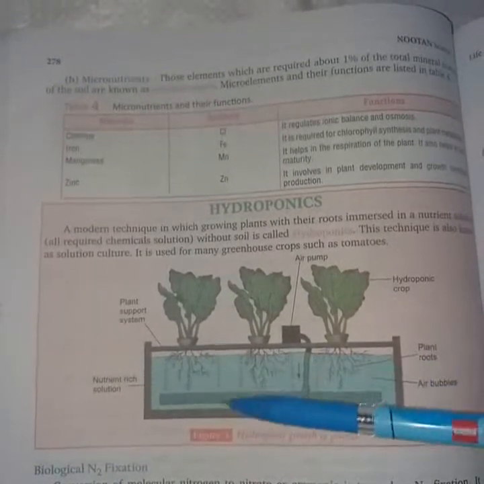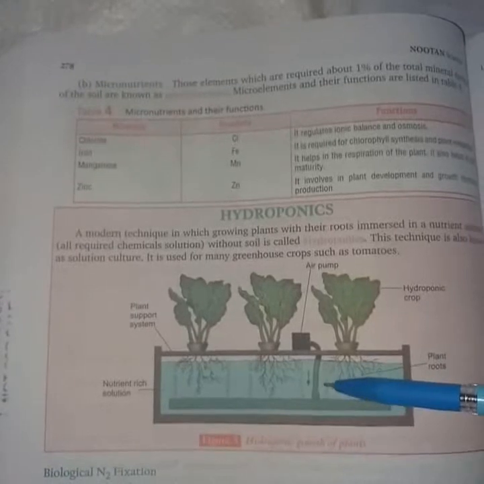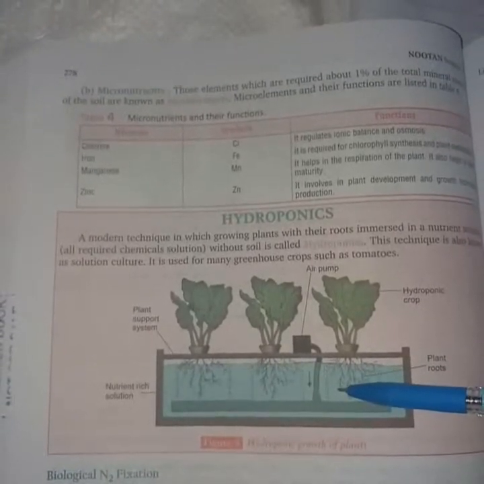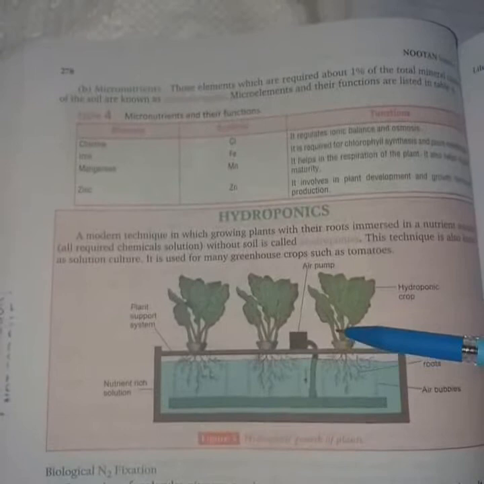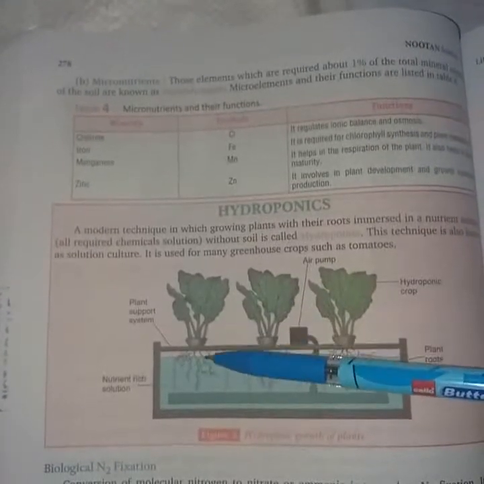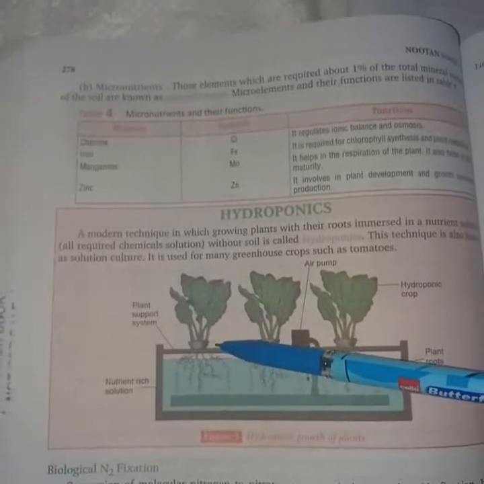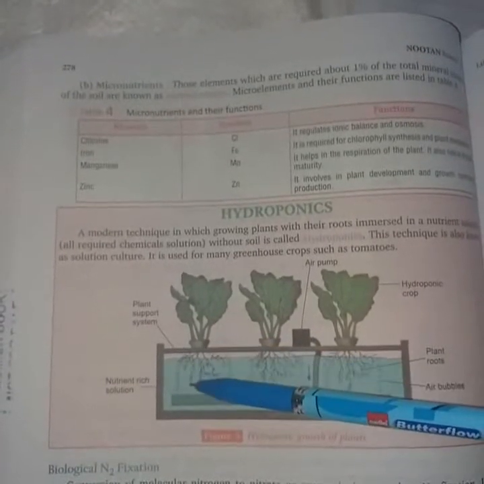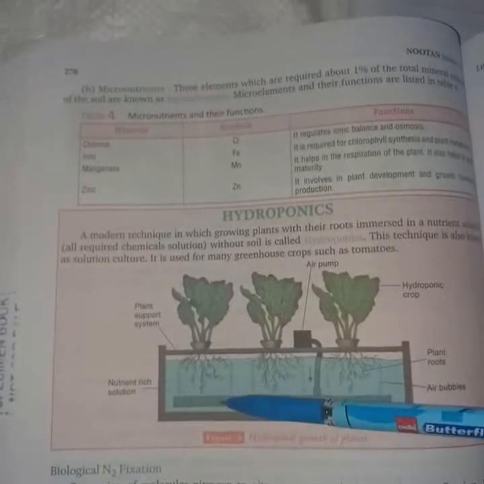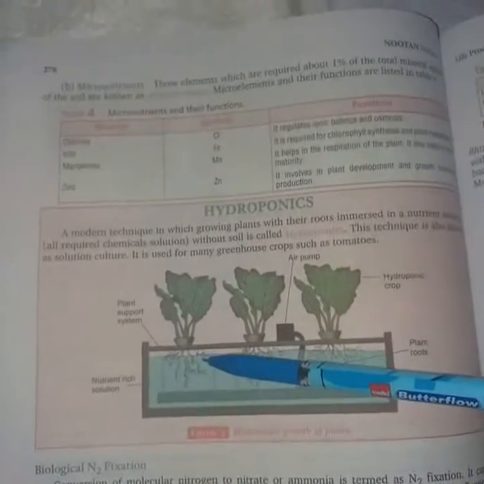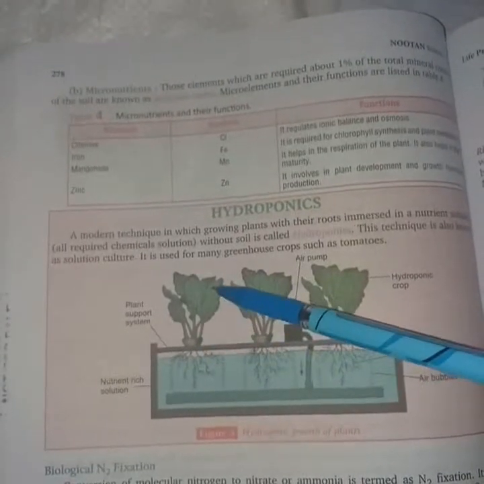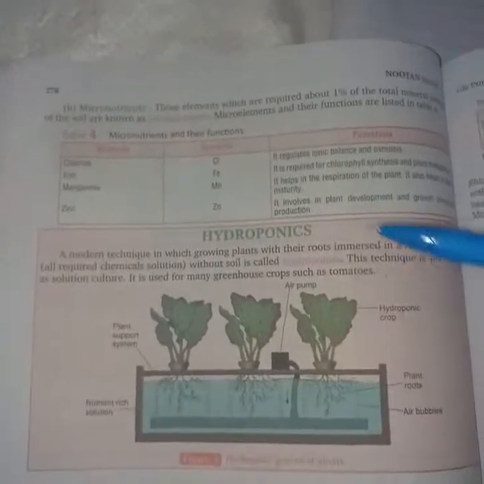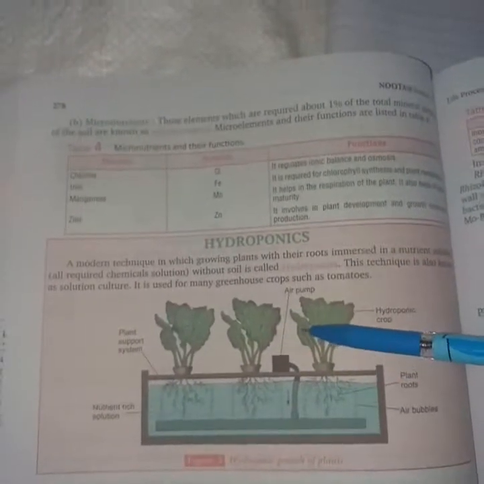Next is the nutrient rich solution, which has the nutrients required by plants. These are the hydroponic crops, brinjal or tomatoes. When the crops stay here and nutrient rich solutions are provided, the plants grow roots and shoot system and grow very easily and quickly.